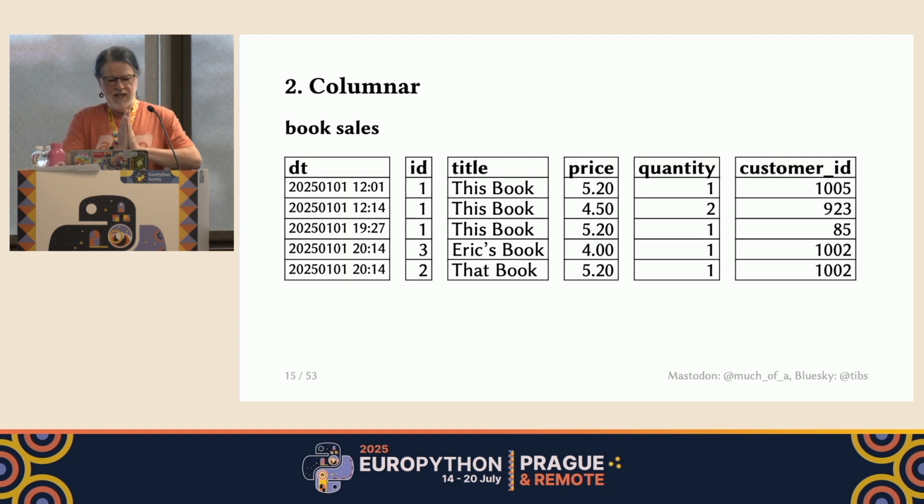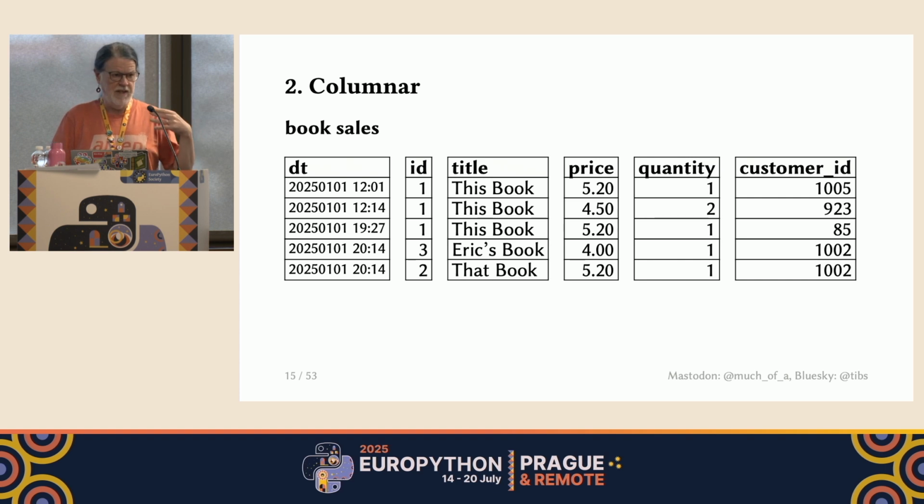So, columnar databases. This looks like a relational database, except I split the columns apart. I apologize for the name of that first column. For reasons that become evident later, timestamp was too long, so this is just DT. We've got a timestamp, an ID, a book name, a price, how many books we sold, and a customer ID of who bought that book. Someone weird, 923, bought this book twice at the same time. Maybe they were giving it away.